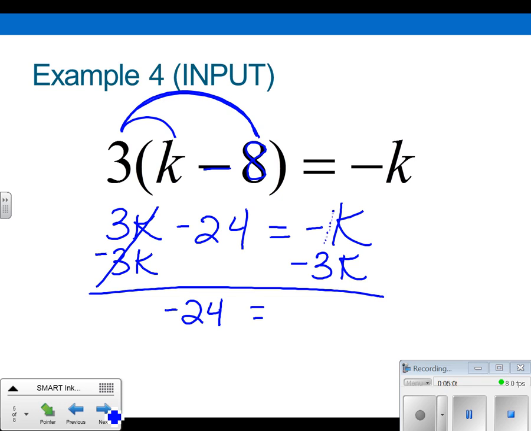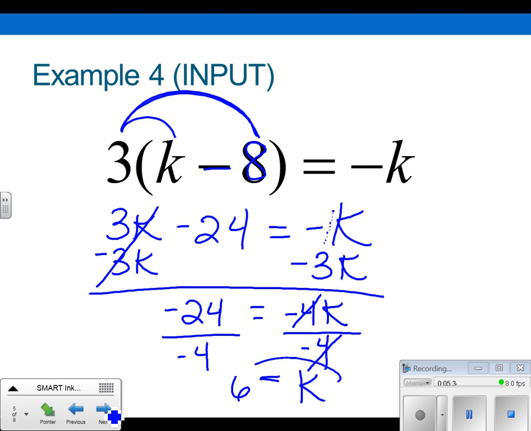So if you look at your coefficients, since they're both k's, you can combine them. You have negative 1 minus 3, which gives you negative 4k. And then to isolate the k, get rid of the negative 4 that you're multiplying by and divide by the negative 4 on both sides. That gives you a positive 1, so the k is alone. Negative 24 divided by negative 4 then gives you a positive 6.